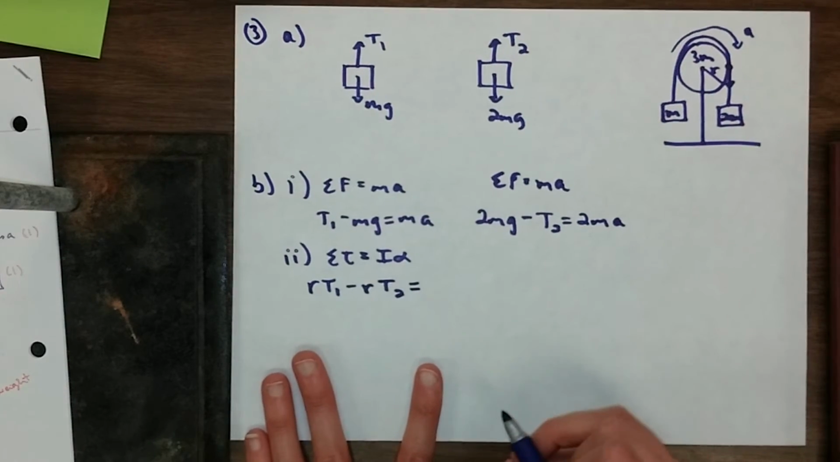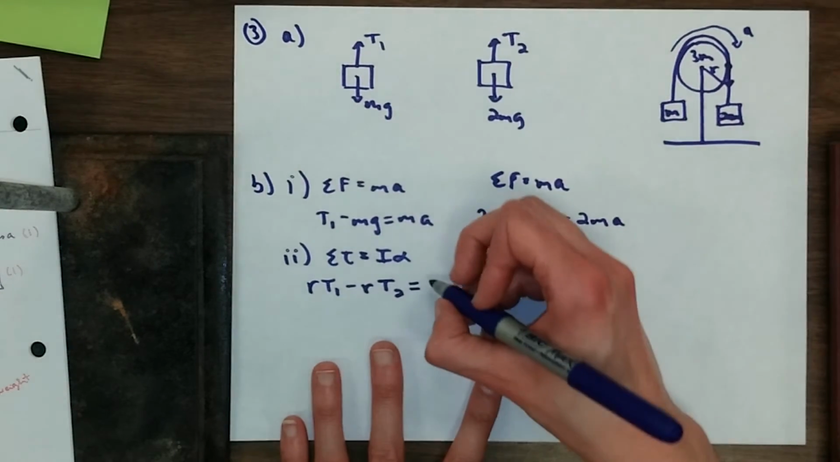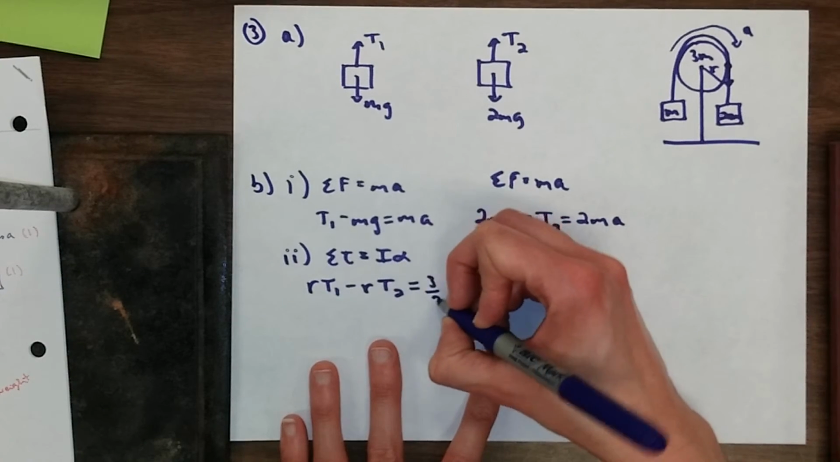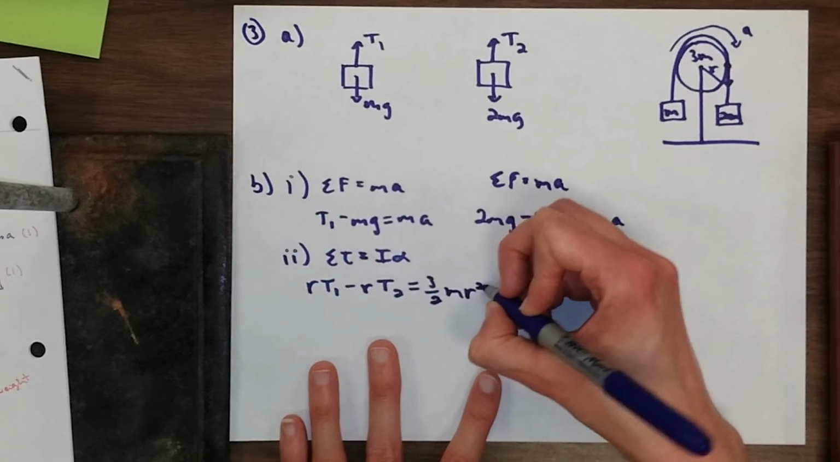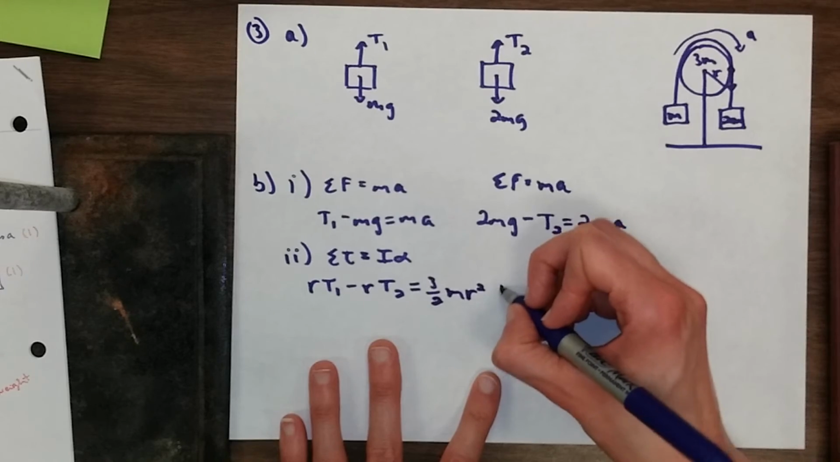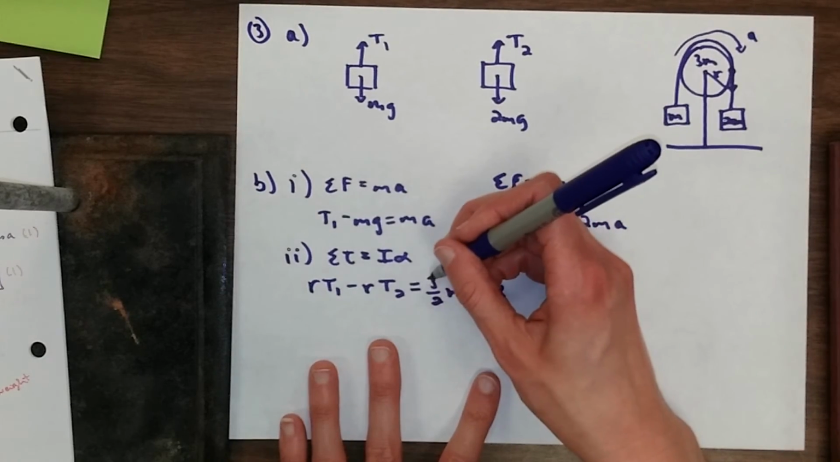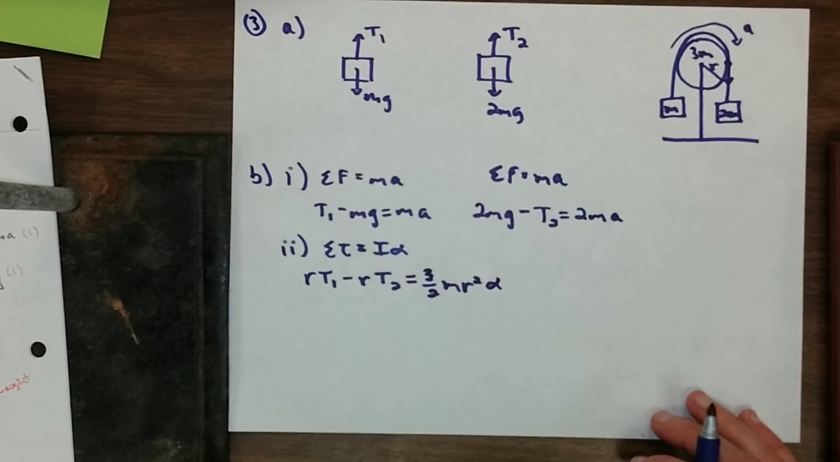And then that has to equal the rotational inertia of the pulley, which it told us was 3/2 mr squared, times the angular acceleration of the pulley. So that is our equation for the pulley.